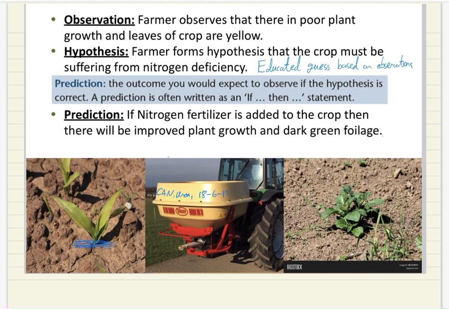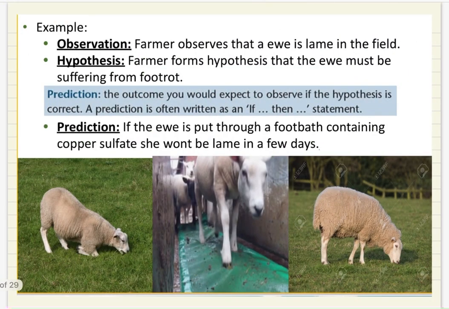Our prediction is, if the nitrogen fertilizer is added to the land, then we will get improved plant growth and dark green foliage. So basically, we have pale yellow leaves here in the field. Our educated guess says that the crop is deficient in nitrogen. If we spread nitrogen fertilizer on the land, we expect to get dark green foliage with an improved crop yield, improved DM, improved overall growth. Okay. Then on to our next example here.